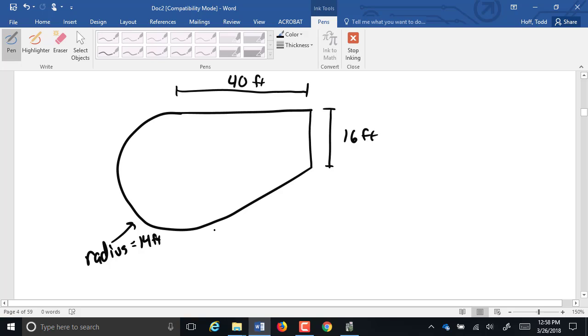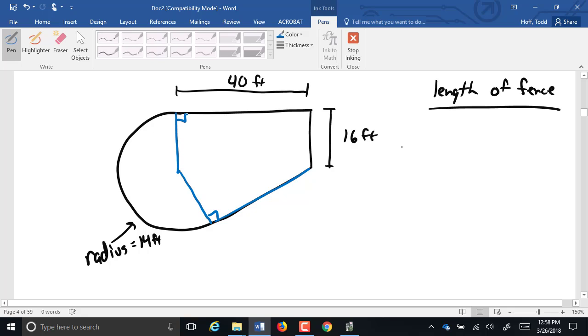I want to know the length of fence to go around this piece. If I'm going to go all the way around this, in other words, find the perimeter. So we're assuming these lines are tangent. So I'm going to draw one here that makes a right angle to this piece. I'm going to draw one here that makes a right angle to that piece. This is 14 feet. This is 14 feet.